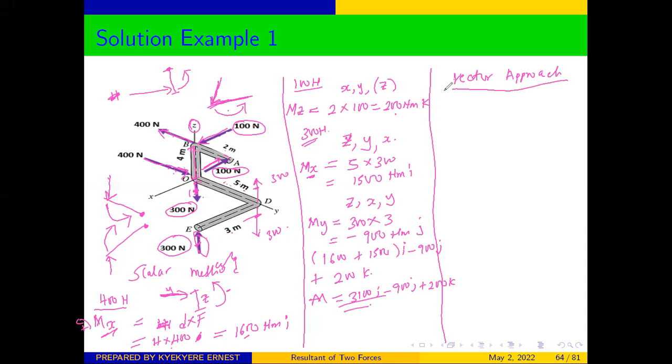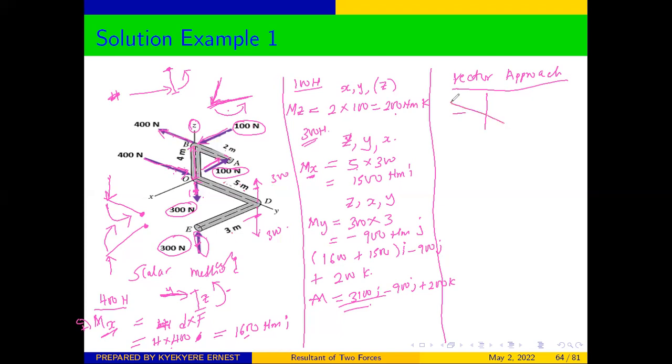Now, for the vector approach, don't forget that we said that if you are determining the moment for the scalar approach, the direction of the force is not important, and the direction of the distances is also not important. But when we are using the vector approach, the direction of the forces is very important, as well as the direction of the distances. So our distances are going to be like this.